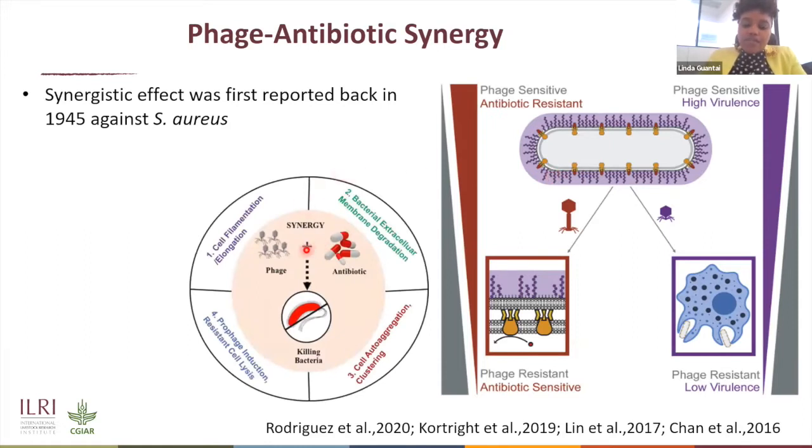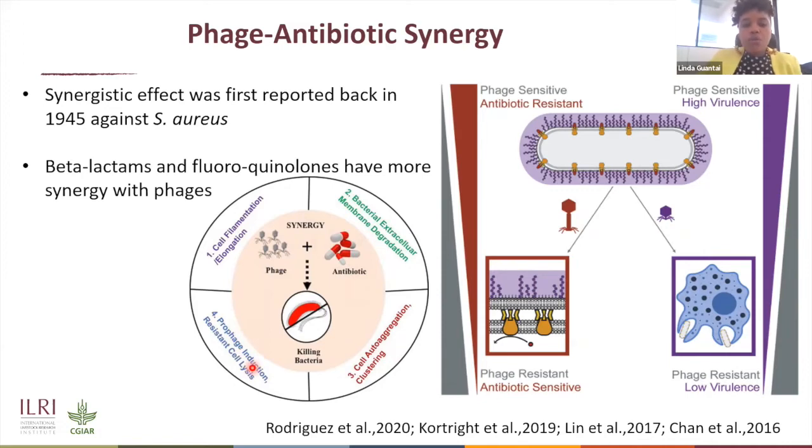The specific mechanisms by which phage antibiotic synergy occurs are not well known, but some explanations include, for example, an antibiotic can cause cell filamentation, which will eventually increase phage production. Also, phages can cause bacterial extracellular membrane degradation, which enhances antibiotic internalization into the cell. Also, cell aggregation increases phage antibiotic synergy, and some antibiotics can induce prophages, which eventually lead to cell lysis.